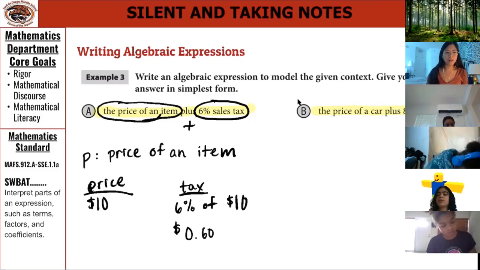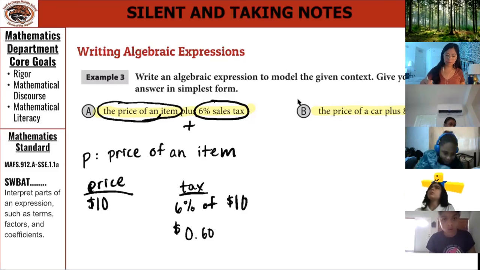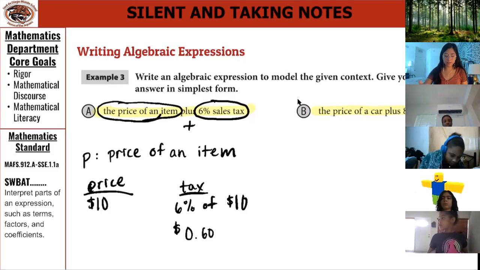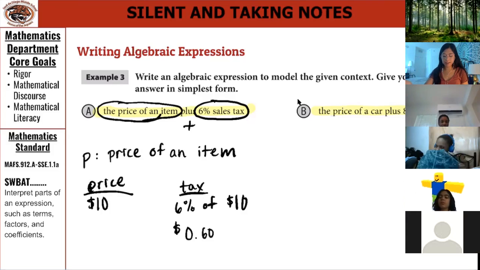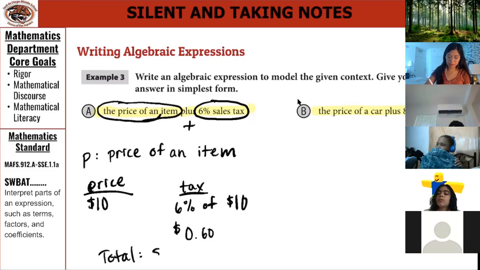How did I get $10? I'm just coming up with a random scenario right here. I could have come up with any number. I just wanted to give an example. So if the cost of my toy, whatever toy this is, was $10, and the tax was 60 cents, I have to add them together. My total would be $10.60. Does that sort of make sense?